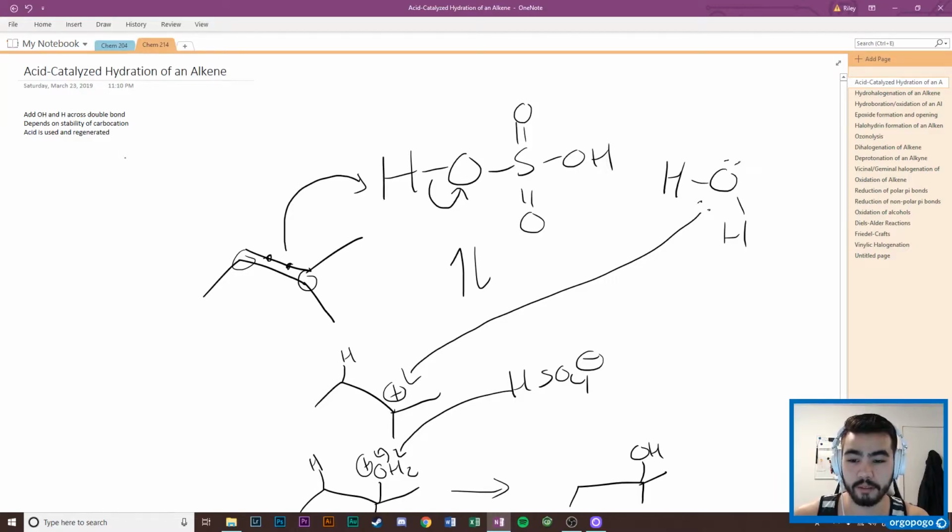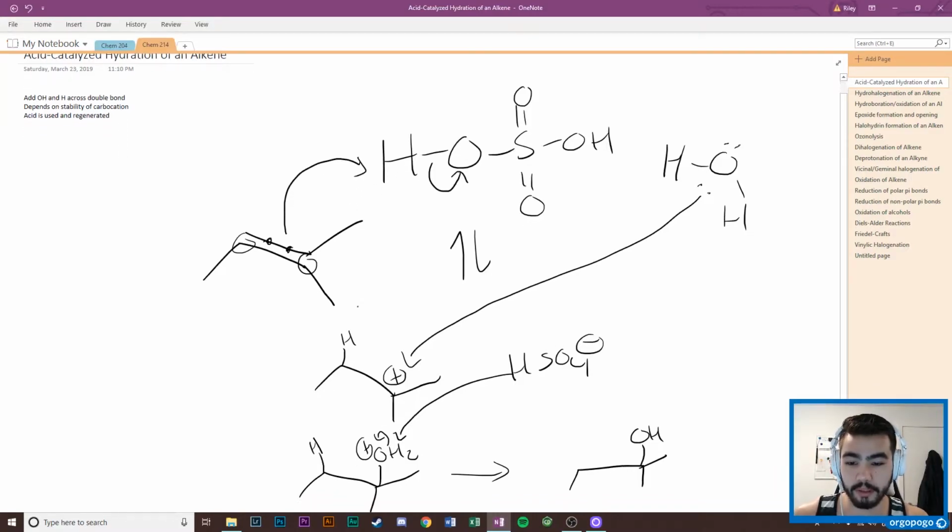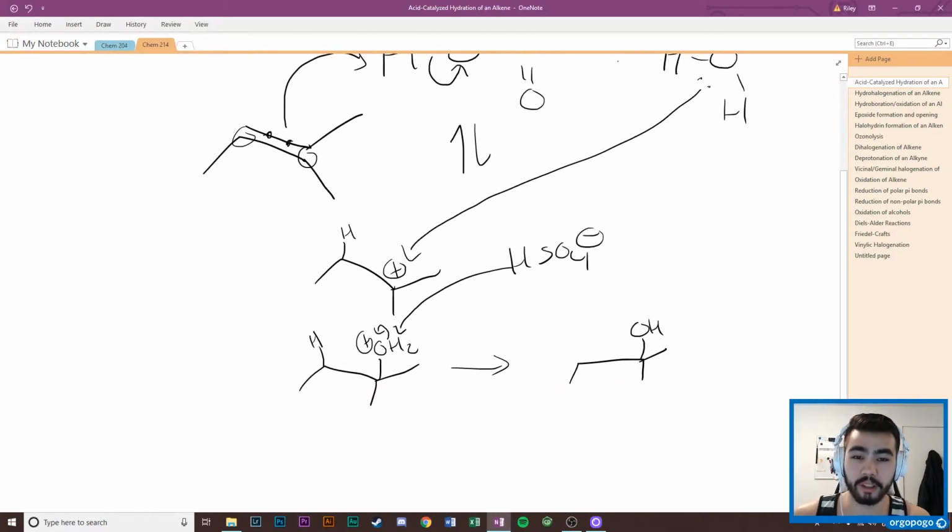That's what defines a catalyst. So you're going to be using H2SO4 and water, or you can see it as aqueous, with a double bond to make the most substituted alcohol. That's one reaction.